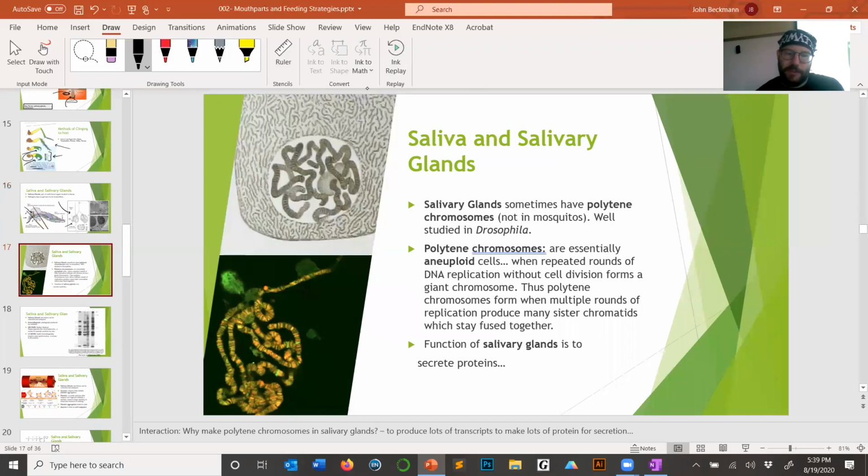Here are some salivary glands from Drosophila. I show this because it's really interesting. Salivary glands are famous for having what are called polytene chromosomes. Polytene chromosomes are when the cells become aneuploid on purpose. Aneuploidy here means they're duplicating their genome content many, many times. The salivary glands are famous for copying their chromosomes time after time, so that each cell has multiple copies of each chromosome. Why would they do that?